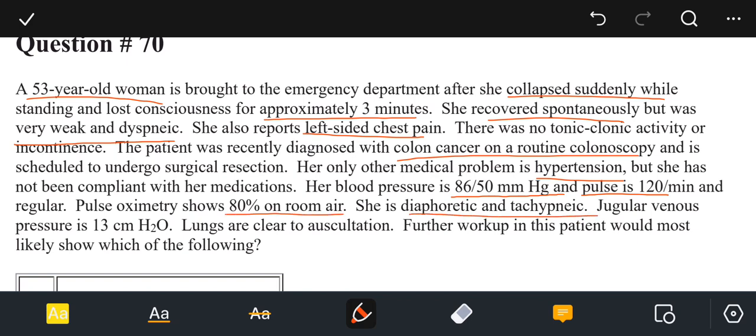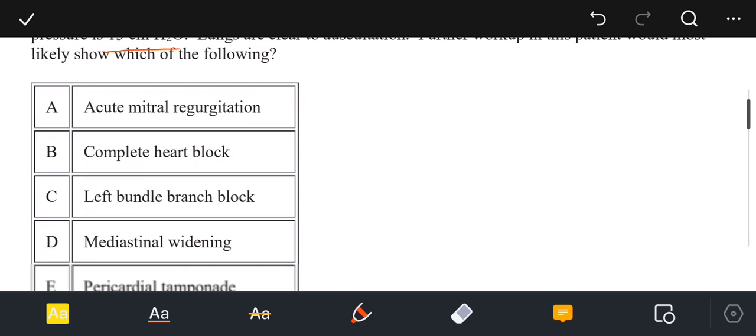She is diaphoretic and tachypneic. The jugular venous pressure is 13 centimeter of water. The lungs are clear to auscultation. Further workup in this patient would most likely show which of the following.